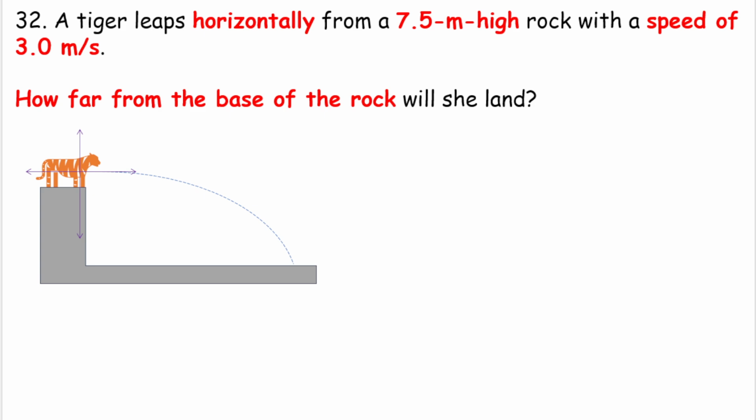Number 32. A tiger leaps horizontally from a 7.5-meter high rock with a speed of 3 meters per second. How far from the base of the rock will she land?